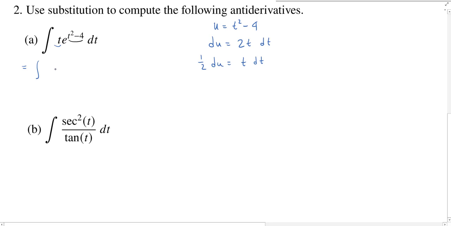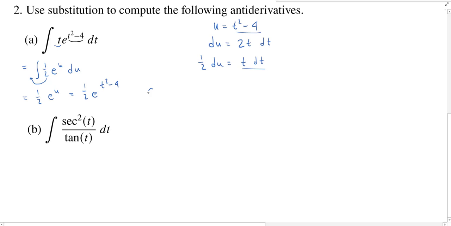It becomes e to the u. And then t dt becomes a half du. So, okay, we can put a half there and a du there. Of course, this 1/2 I could also pull outside the antiderivative. And so now I'm really just trying to find an antiderivative for e to the u. Hey, that's not so bad. So I have a half still. Antiderivative of e to the u is e to the u. And of course, now I can back substitute my u equals t squared minus 4, and I'll get a half e to the t squared minus 4.